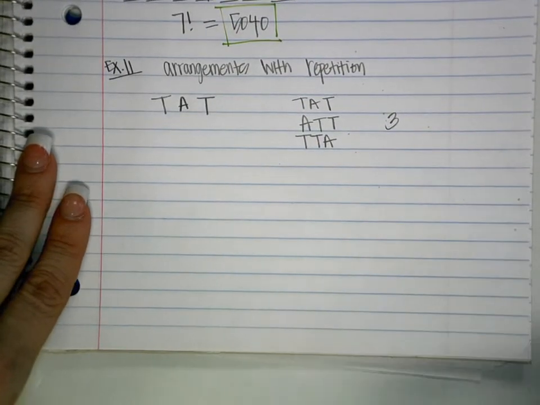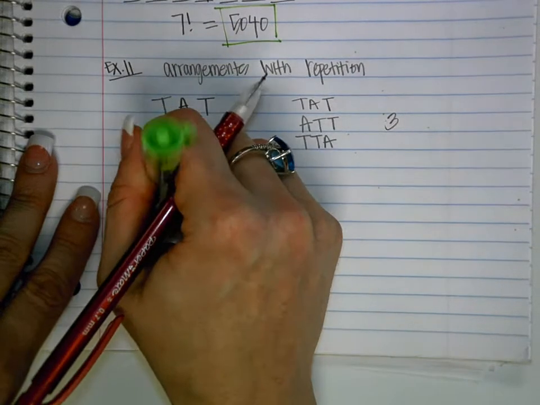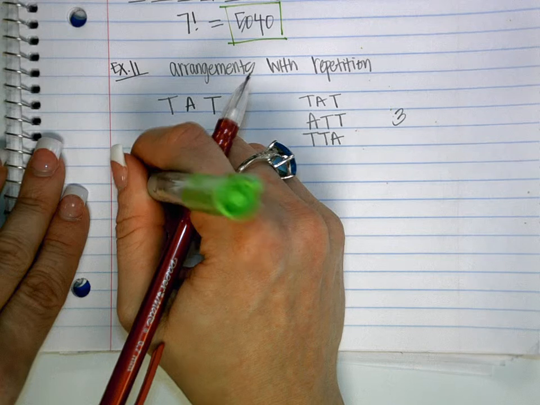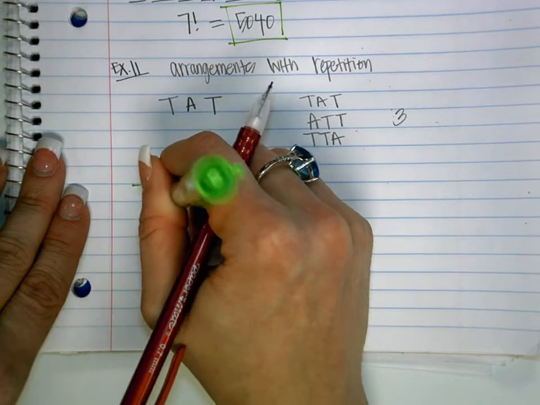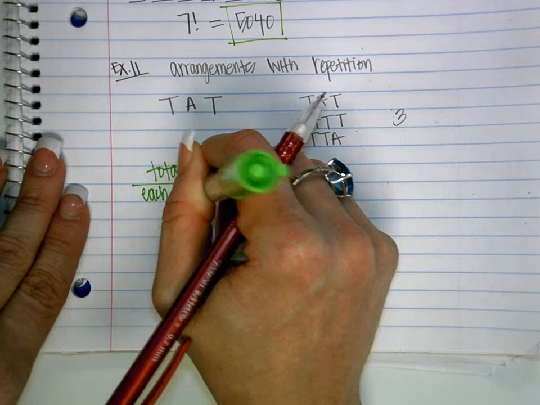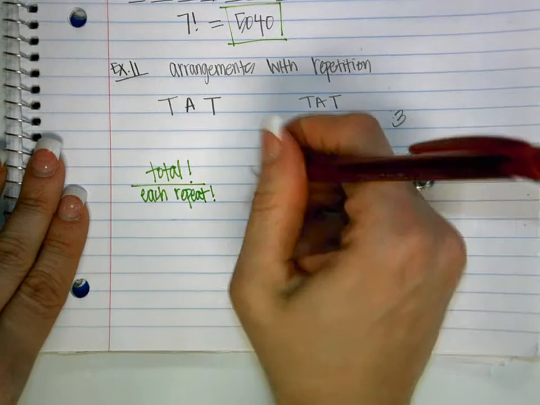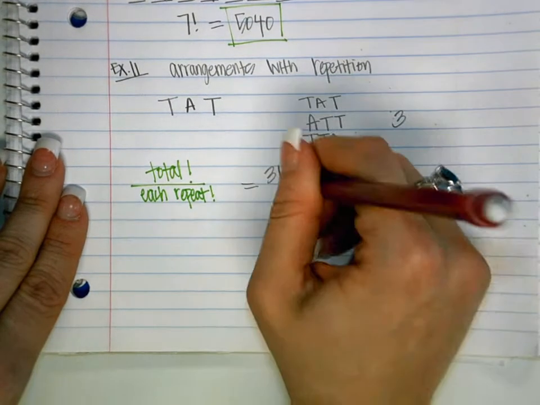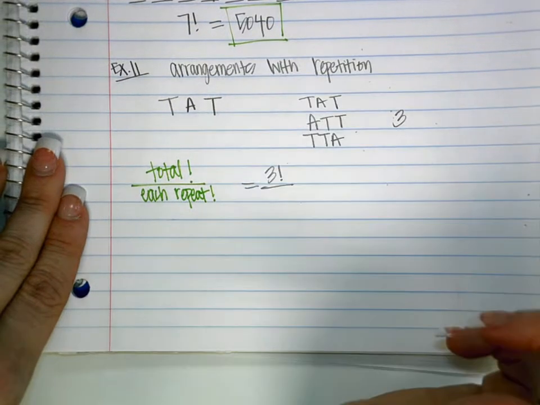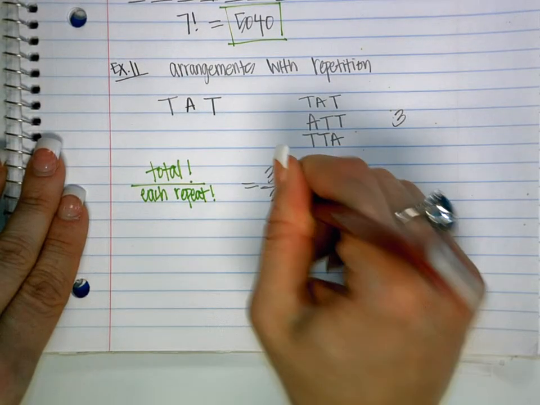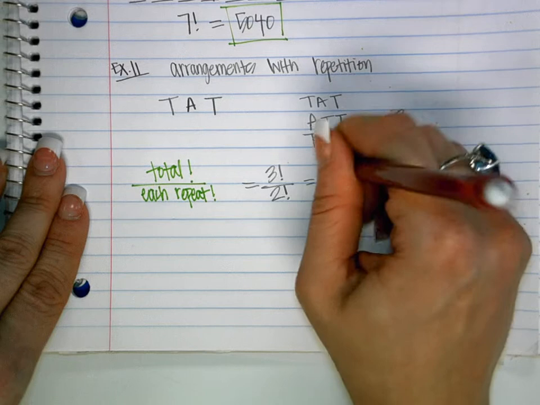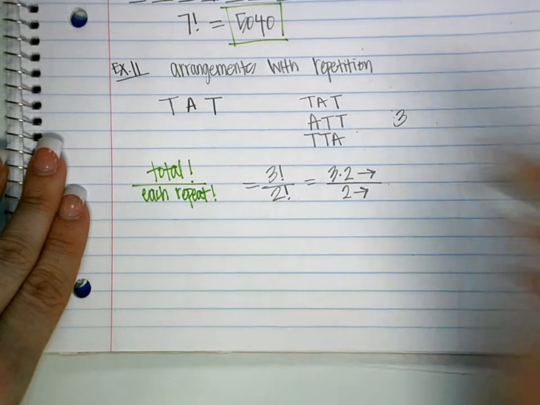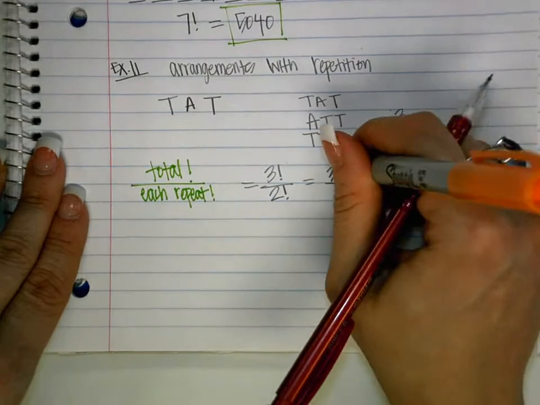Now, I'm going to show you that there's actually a formula for this. The formula is the total factorial divided by each repeat factorial. So for this one, the total number is 3 to choose from, divided by how many repeats do I have? 2. So 3 factorial divided by 2 factorial, that's really 3, 2 and below, over 2 and below. That would cancel out. So your answer is 3.